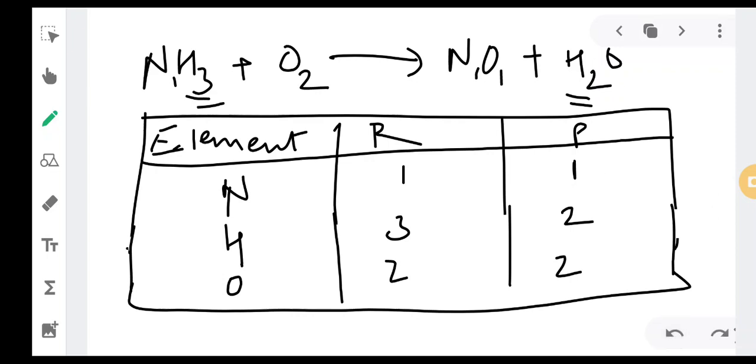Suppose for hydrogen we had put 2. To balance hydrogen, we will put it as 4. We will see what happens. So this will get 12, or else we will multiply this with, suppose, 6. With the bigger number this will get converted to 12. Now how can you make 3 into 12? By multiplying it with 4. So this will become 12.